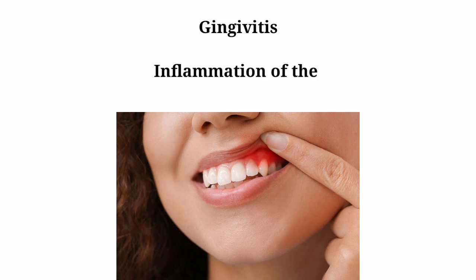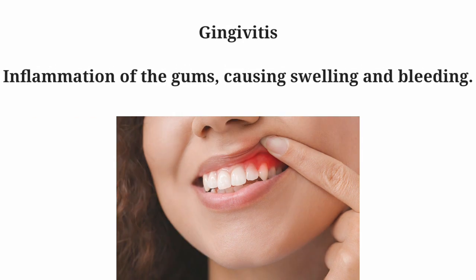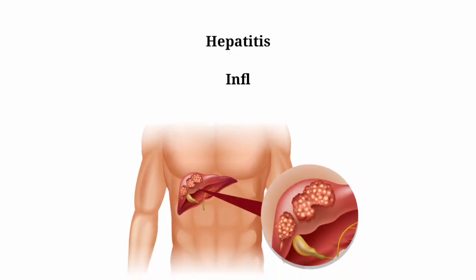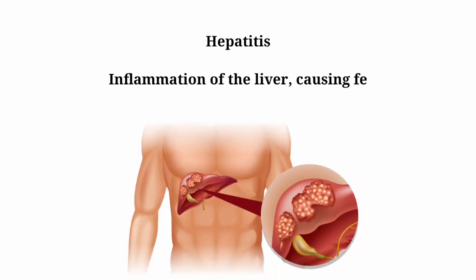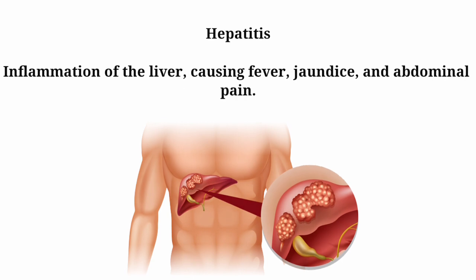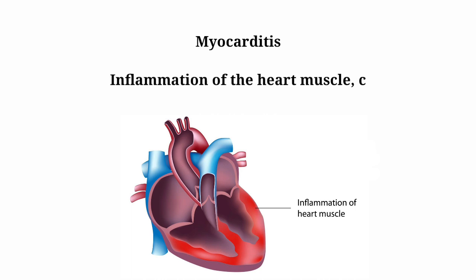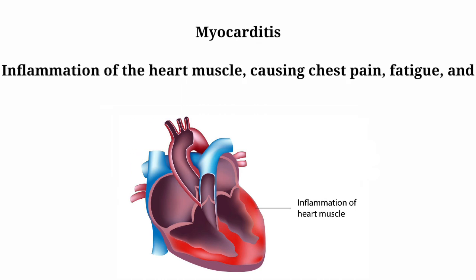Gingivitis, inflammation of the gums causing swelling and bleeding. Hepatitis, inflammation of the liver causing fever, jaundice, and abdominal pain. Myocarditis, inflammation of the heart muscle causing chest pain, fatigue, and shortness of breath.